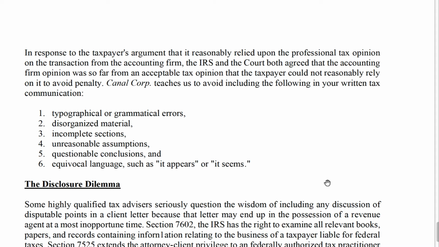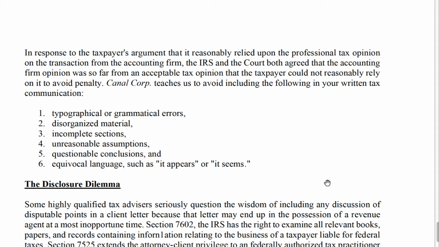We shouldn't have typographical or grammatical errors. It should be organized, not disorganized. We should complete all sections, all discussion. That's why also at times it's really good to keep things maybe shorter and then say, okay, we can talk about these in a meeting. Let's meet in person, look at the client file, or talk over the phone.